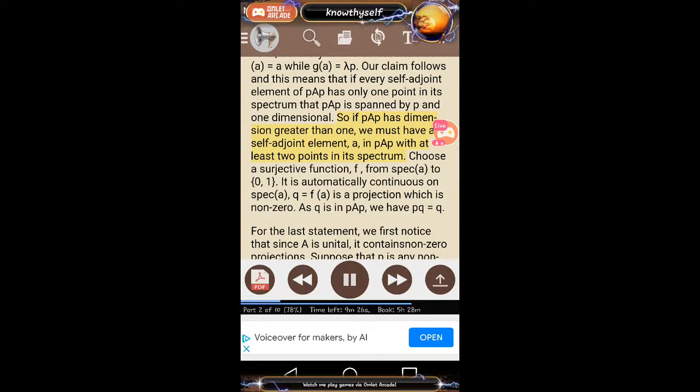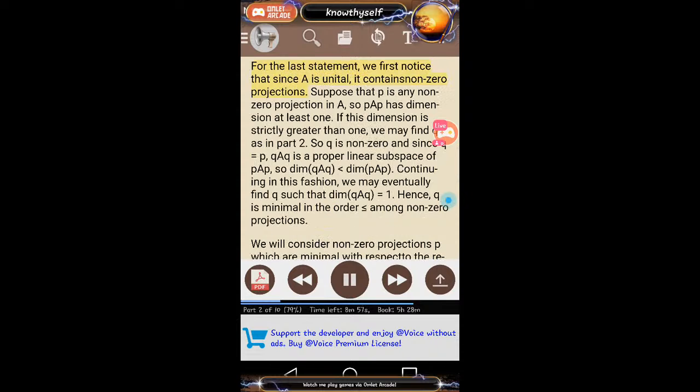So if pAp has dimension greater than 1, we must have a self-adjoint element, a, in pAp with at least 2 points in its spectrum. Choose a surjective function, f, from spec a to {0, 1}. It is automatically continuous on spec a. q equals f(a) is a projection which is non-zero. As q is in pAp, we have pq equals q.